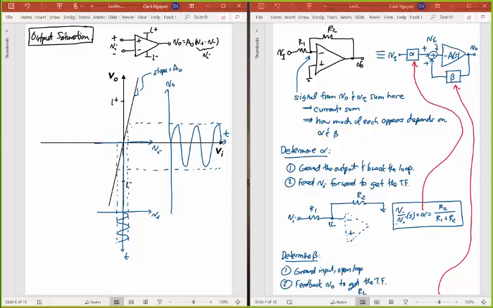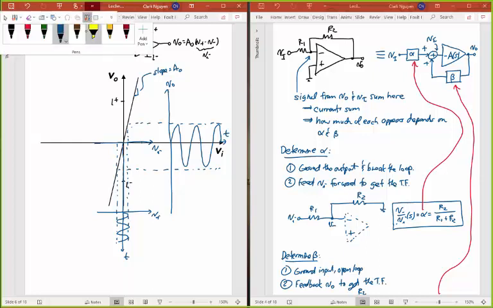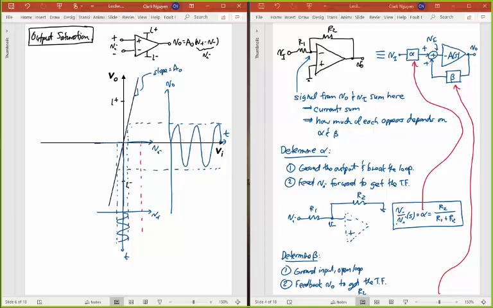And so what happens if I put a much larger signal through this? So I try to put in a much larger input signal here. So say I go here. Let me try to do the same on the other side.